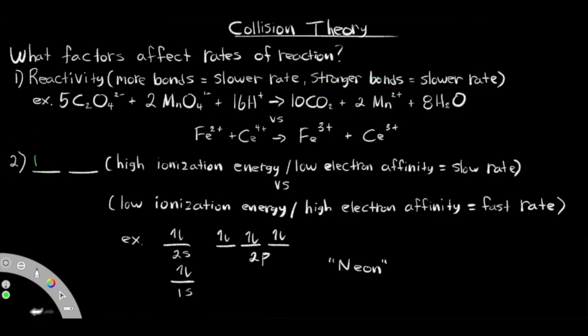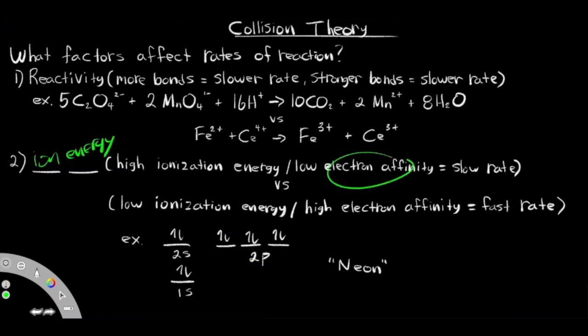Next we have the ionization energy. I'm going to write over here, that's number 2. If there is a high ionization energy and a low electron affinity, this is going to be a slow rate of reaction. Why? Look at this example here with neon. Okay, we've drawn it out over here. It's going to require a lot of energy to remove an electron from this very last shell, because this neon is already very happy, it's very stable, so you have to absorb or give it a lot of energy for it to take away an electron. It does not want to do that.